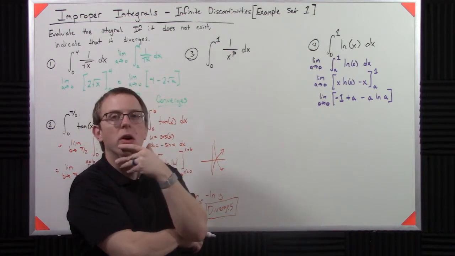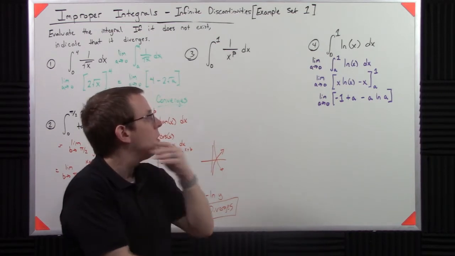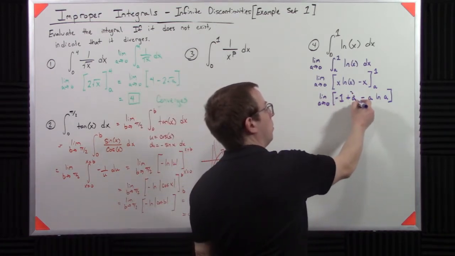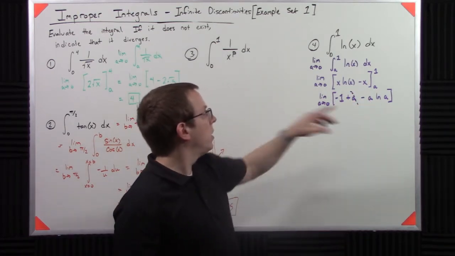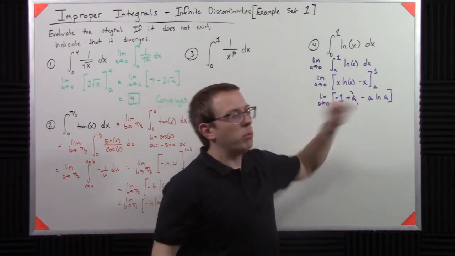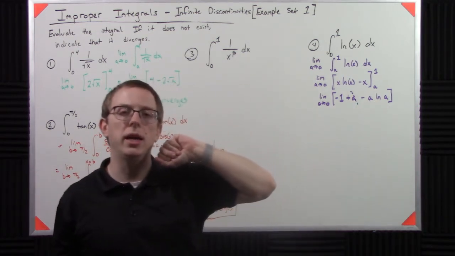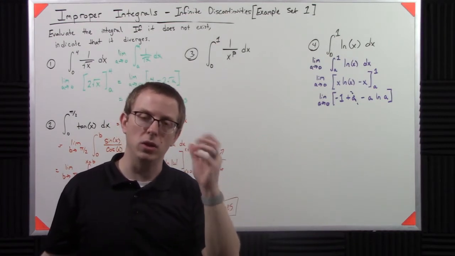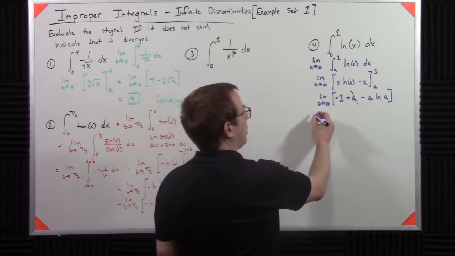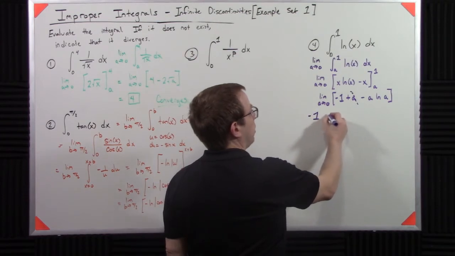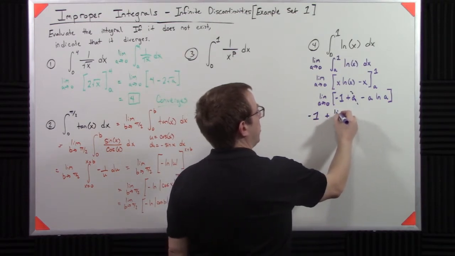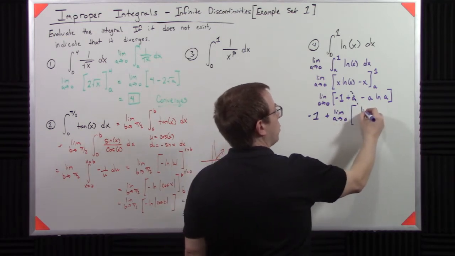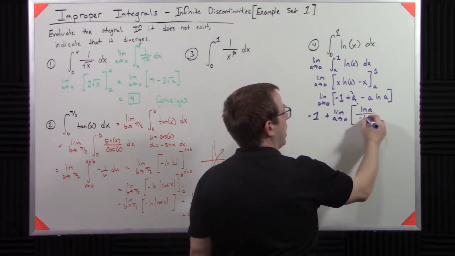So then I have to say, all right, well, a goes to 0. Well, when a goes to 0, that clearly vanishes, right? That's not a problem. The problem is this, because when I plug in a, I get a 0 here. When I plug in natural log of a, I get a negative infinity. So I have a 0 times infinity. That's a L'Hopital's rule case. So what I actually have to write is negative 1 plus the limit as a goes to 0 of natural log of a all over negative 1 over a.